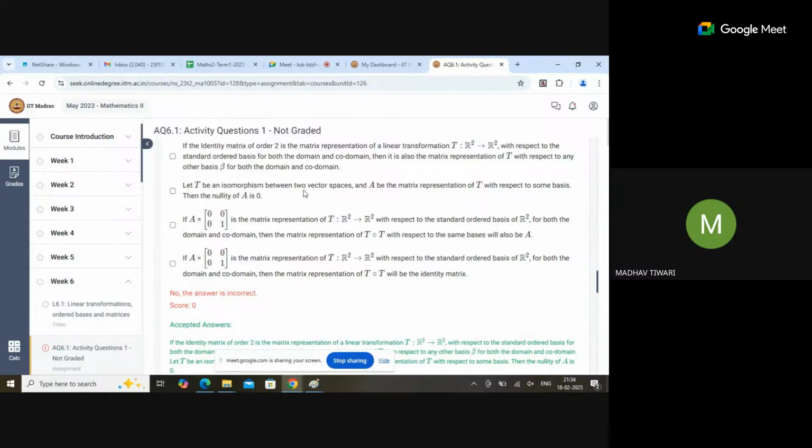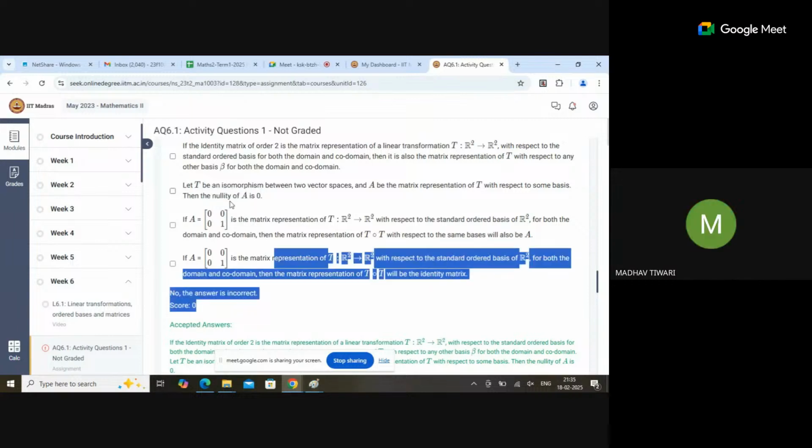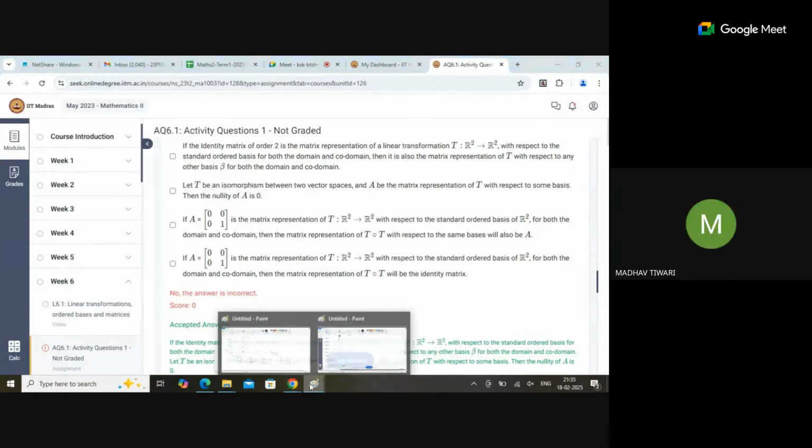T is given, T is an isomorphism, that's fine. If it is an isomorphism, then of course the nullity of A is 0. Isomorphism means it is injective, and injective means its nullity is zero. Both are okay. Let's check this once again.